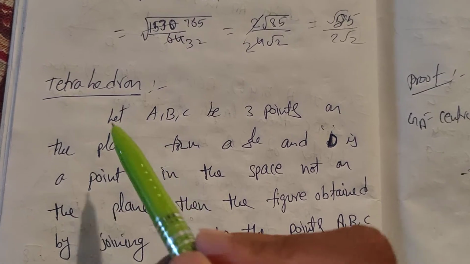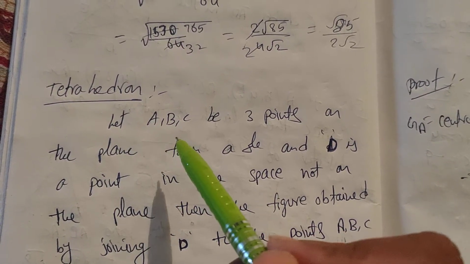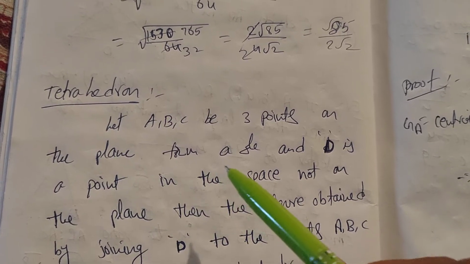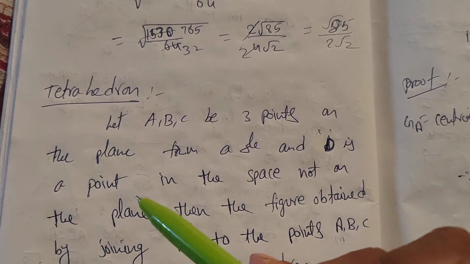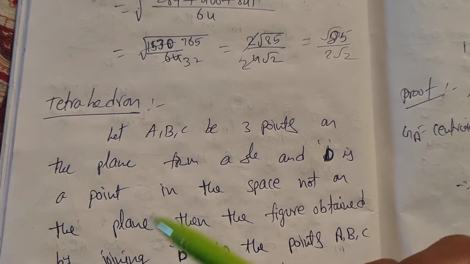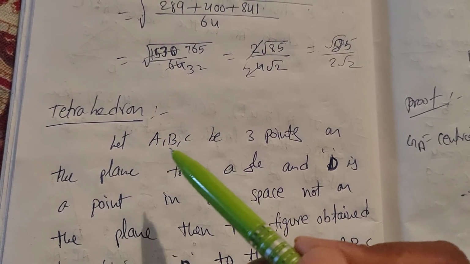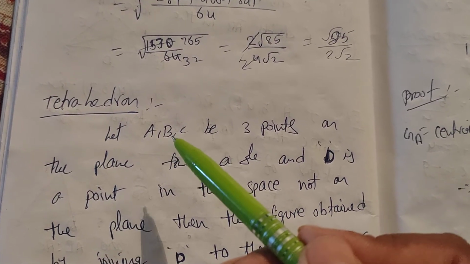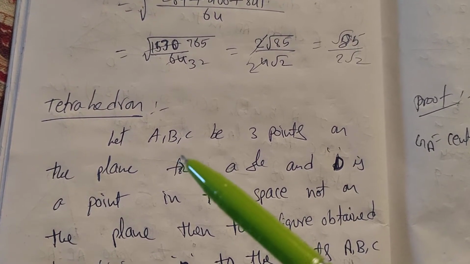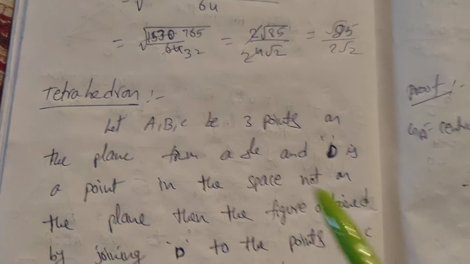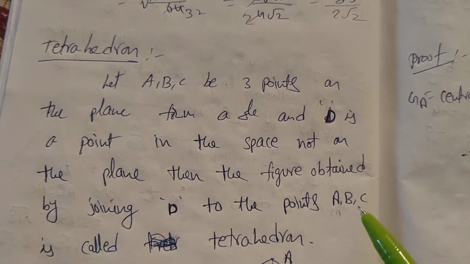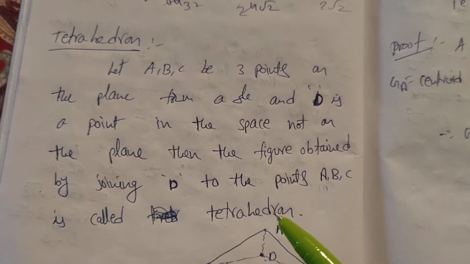Our next concept is tetrahedron. So what is a tetrahedron? Let A, B, C be 3 points on the plane, forming a triangle, and D is a point in space not on the plane. That means not on the plane generated by these points ABC. Where these 3 points lie on the plane, D should not lie on that plane. Then the figure formed by joining D to the points A, B, C is called a tetrahedron.